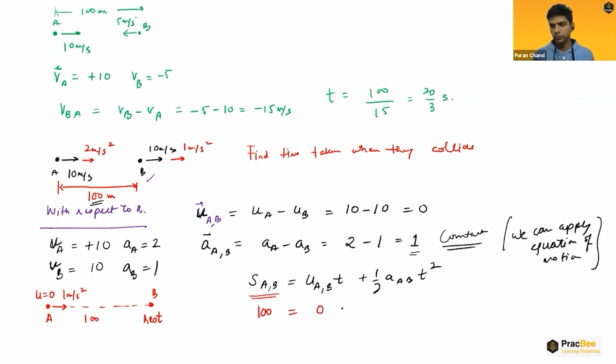Initial velocity is 0, half, acceleration is 1. So that will be the time: square root of 200. Is it clear? 10 root 2 seconds. So that is the answer.